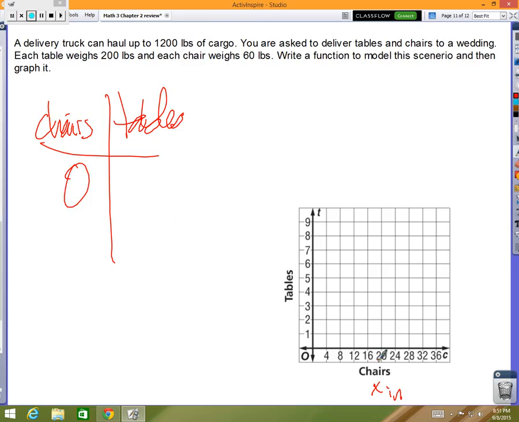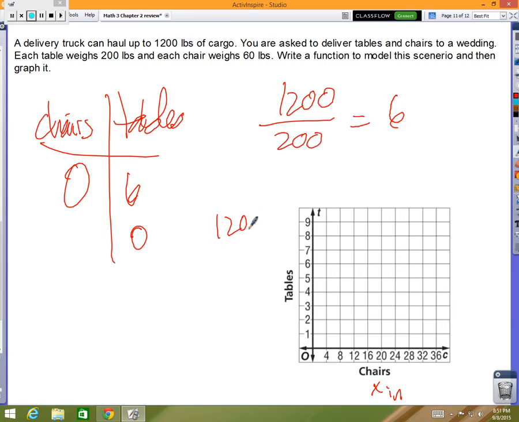So 0 chairs. If I do 0 chairs, how many tables can I do? The tables are 200, so I'm going to do 1200, which is the total, divided by 200, and that is 6 tables. That's all I can do is 6. If I do 0 tables, how many chairs? 1200 divided by 60 is going to be 20. So 20 chairs, 0 tables, or 0 chairs, 6 tables.